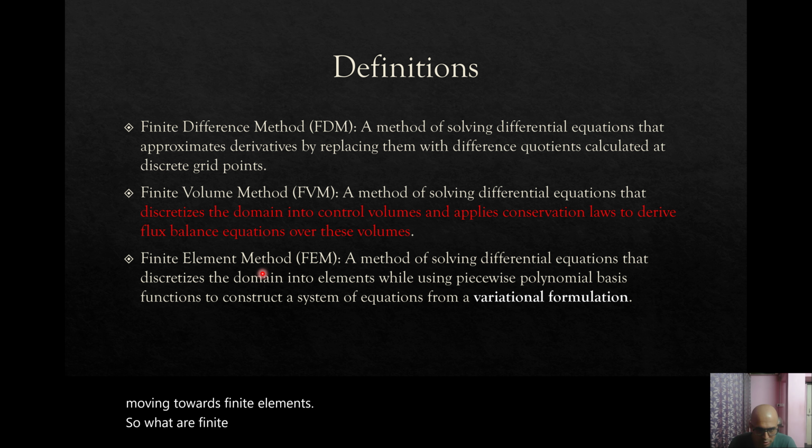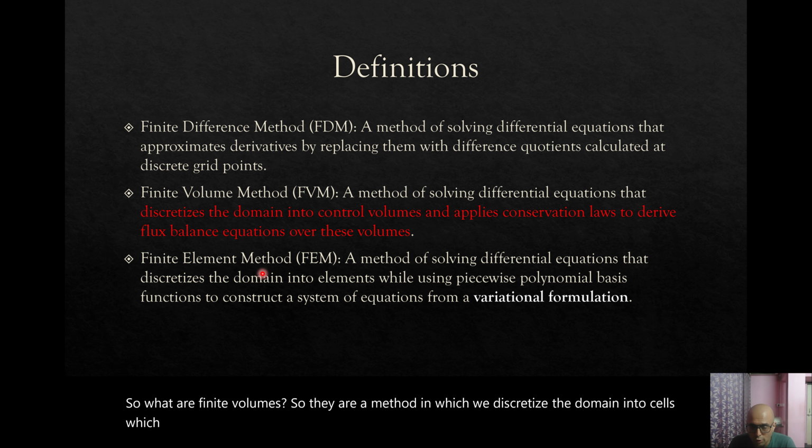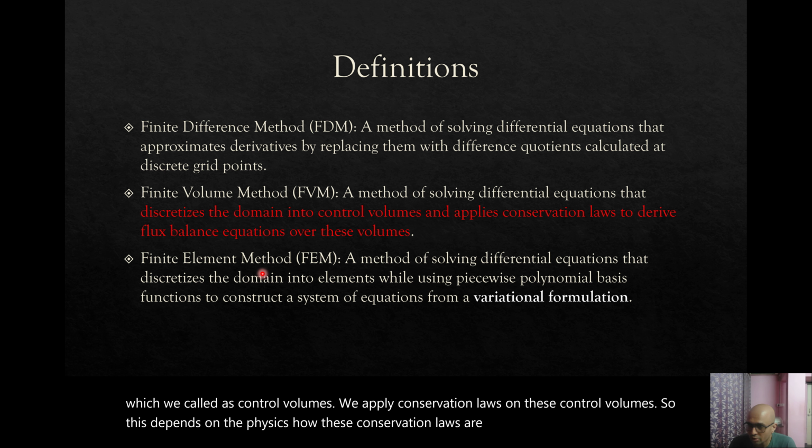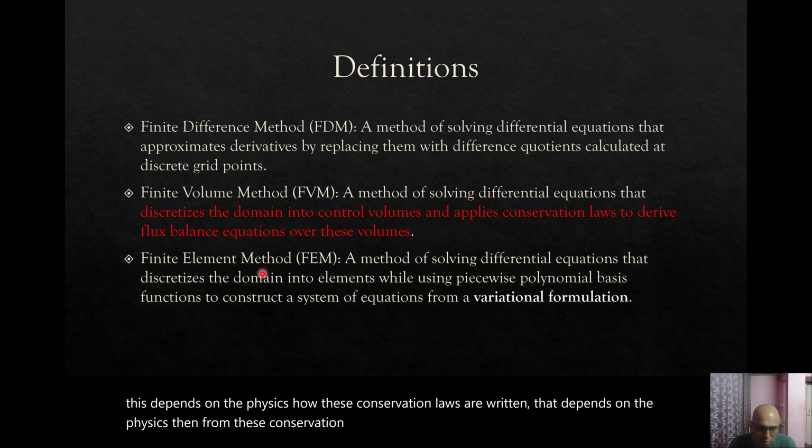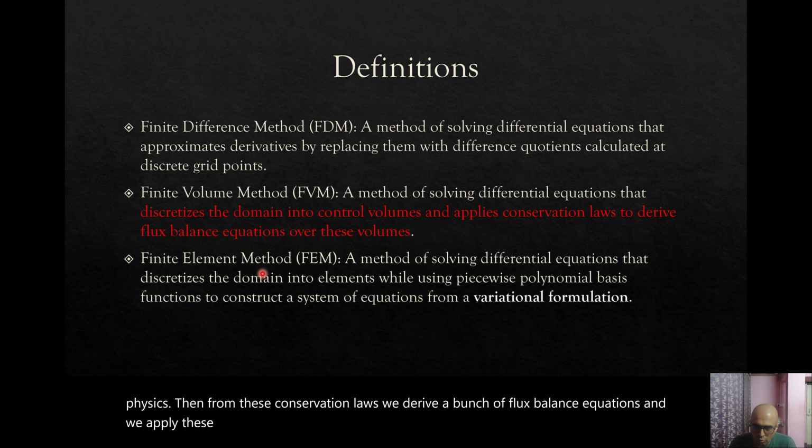They are a method in which we discretize the domain into cells, which we call control volumes. We apply conservation laws on these control volumes. How these conservation laws are written depends on the physics. Then from these conservation laws, we derive a bunch of flux balance equations, and we apply these equations over these control volumes, and then we solve them to get the solution.